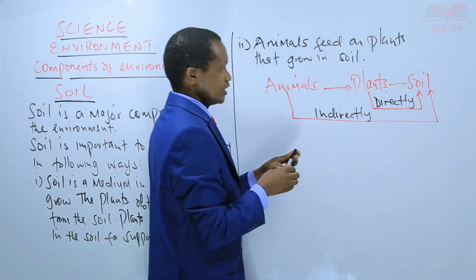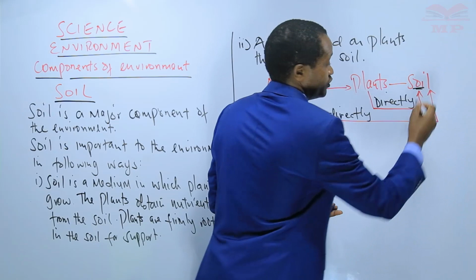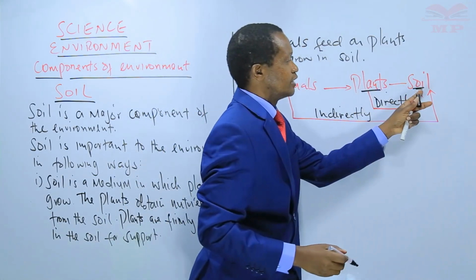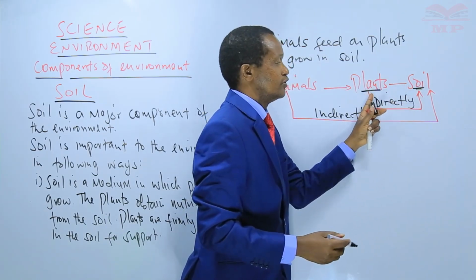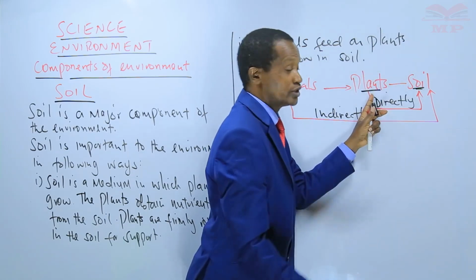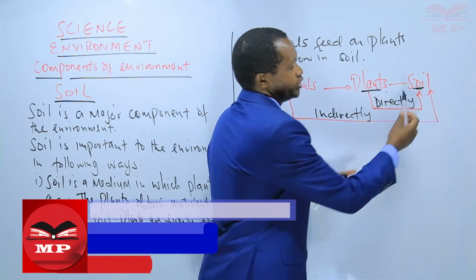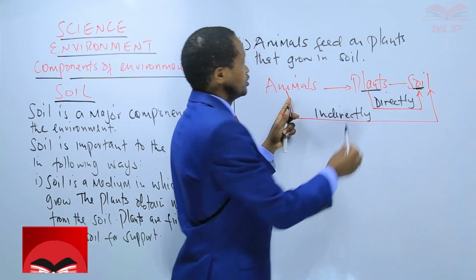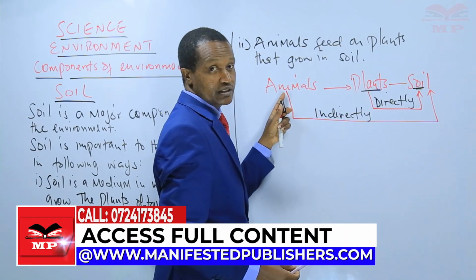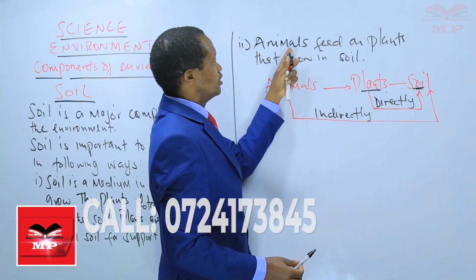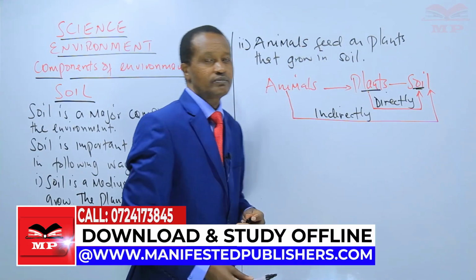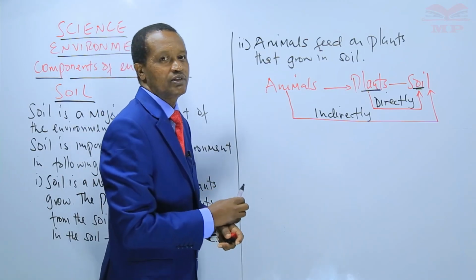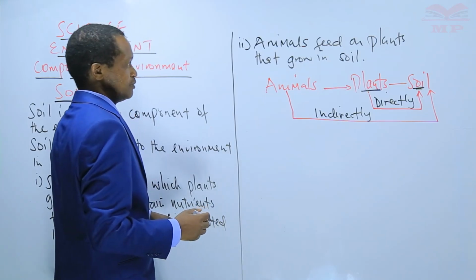So learners, if you do away with soil, imagine there is no soil in the world, that would mean that there will be no plants, because soil supports plants. Plants need soil for support, because plants are firmly rooted in the soil. They also get their nutrients from the soil. So if you do away with soil, then we will not have plants which are needed by animals. So without plants, animals cannot survive, including human beings. So that's why we say that animals feed on plants that grow in the soil. Without soil, there will be no food for animals.